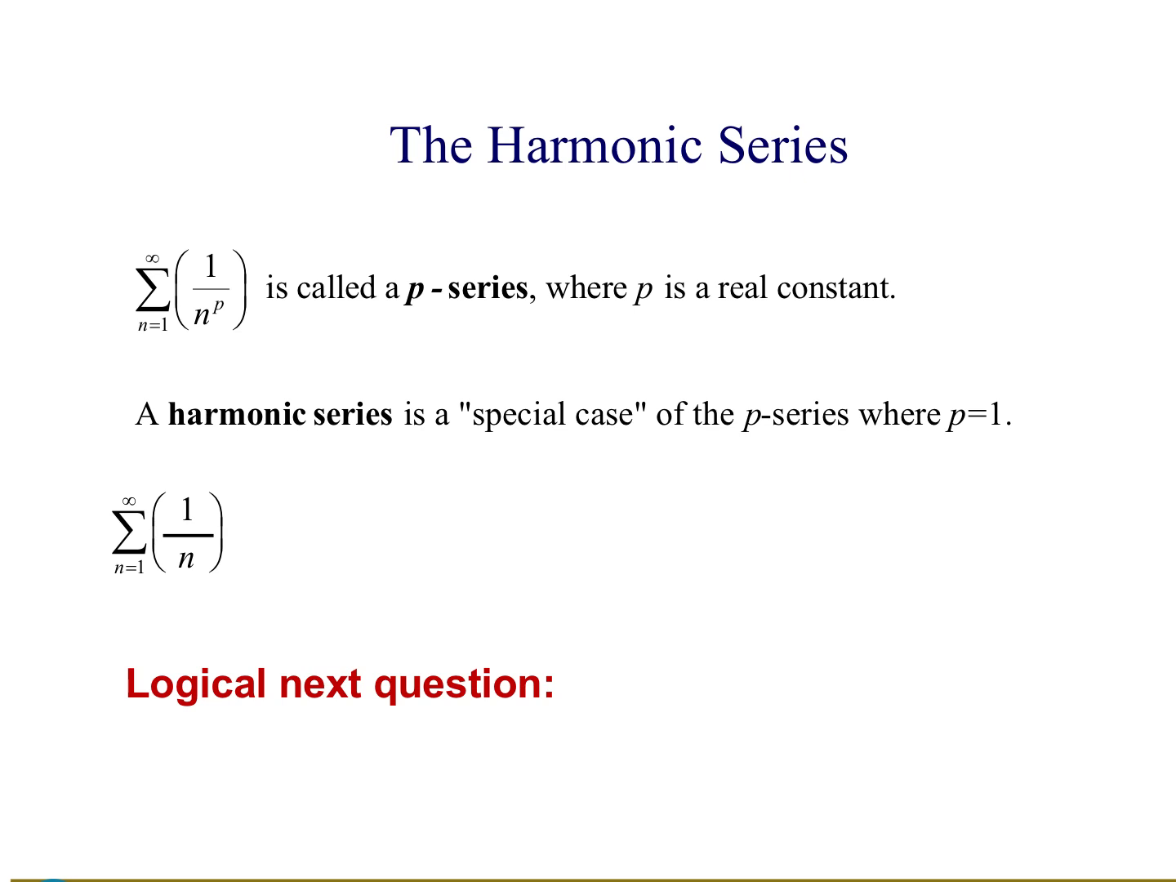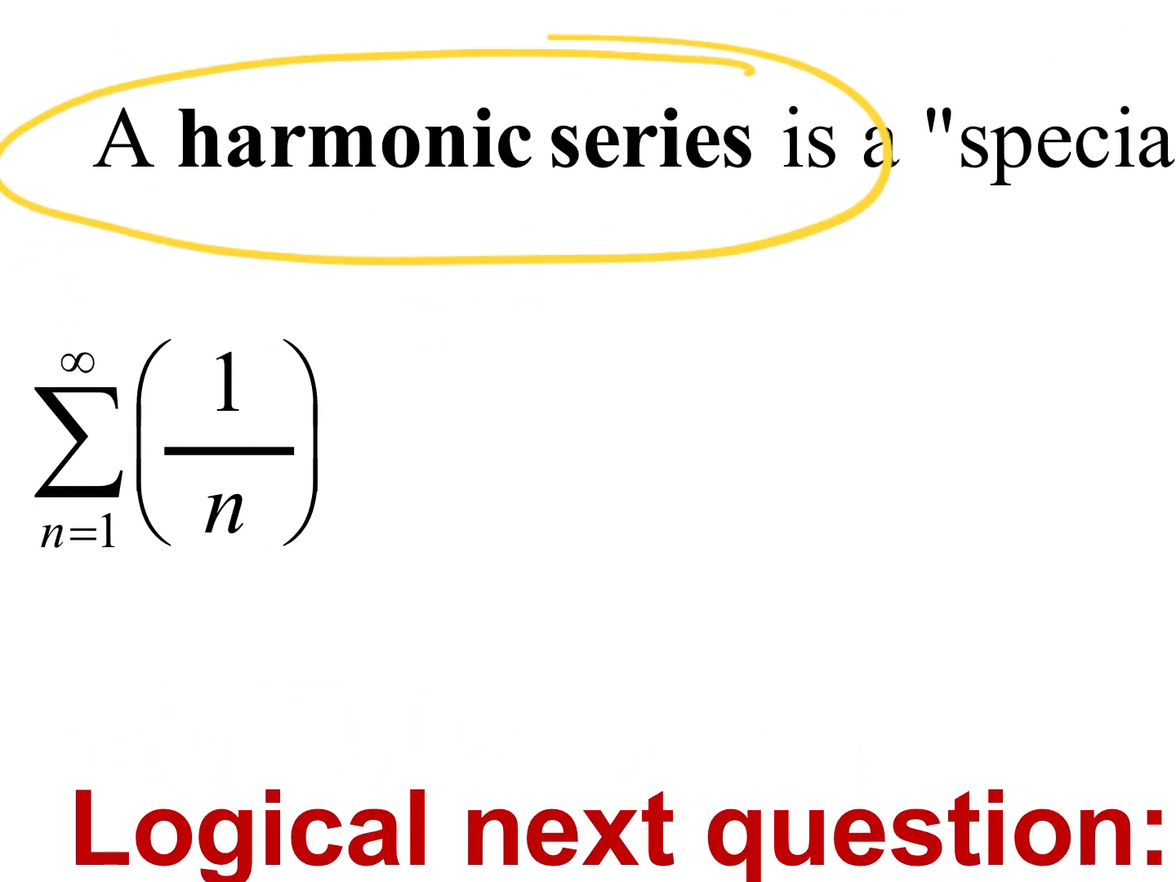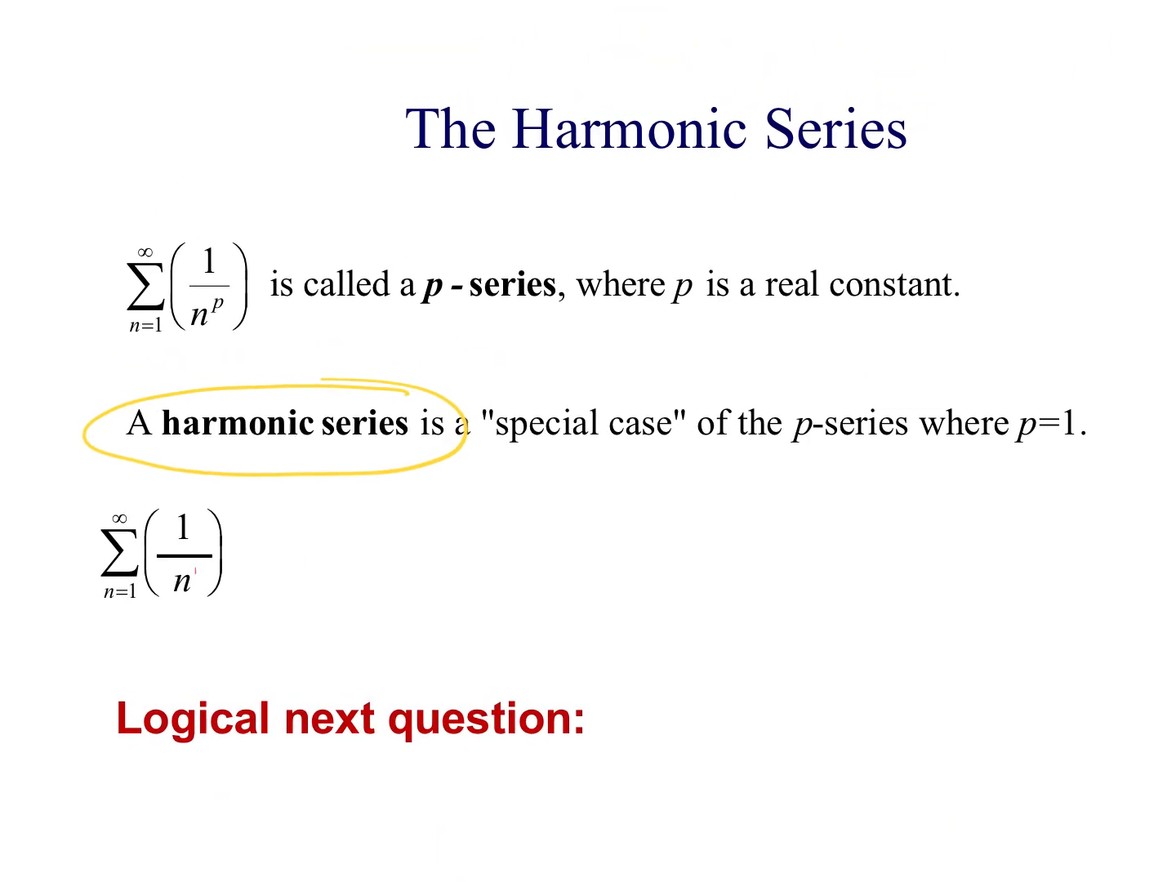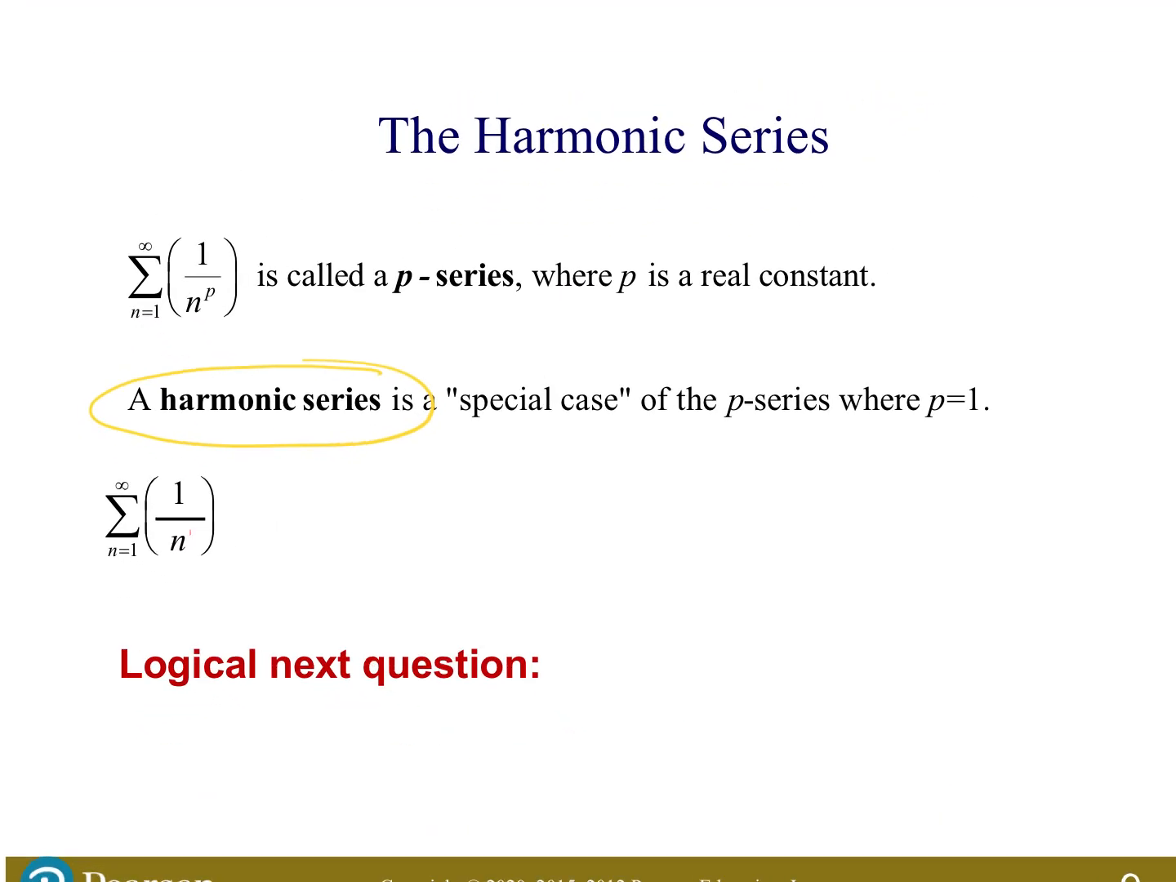All right, if a P series is what you call that, then when P equals 1, this has a special name. It is called a harmonic series. It's a special name when P equals 1. So, okay, right here, we understand that there is a 1. So what's going to happen there? Well, we can go back to, is it going to diverge or is it going to converge? Does it meet the requirements of the integral test? Can I use the integral test to do this?